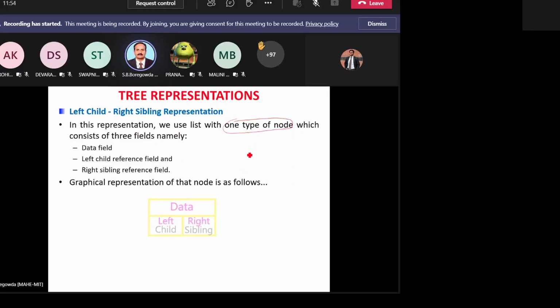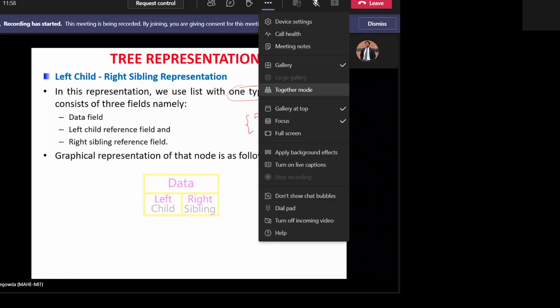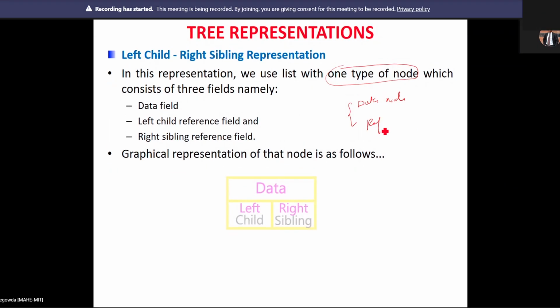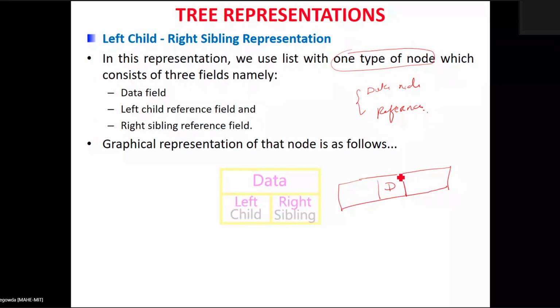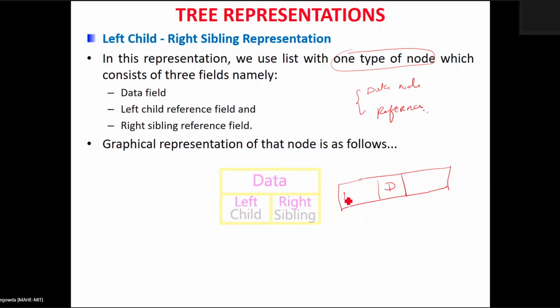In the previous case, we are using two different kinds of node. One is nothing but a data node. The second one is called a reference node. Normally in this method, we are going to have a node which has three different fields, as I told in the previous slides. The first one, the middle one, is the data field. Next we have a left link and a right link.